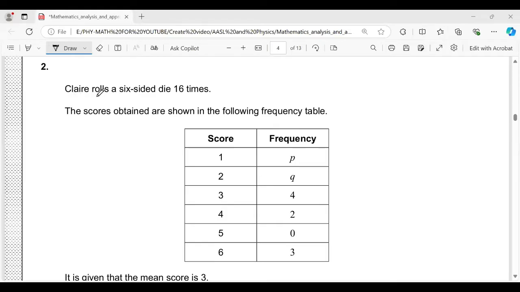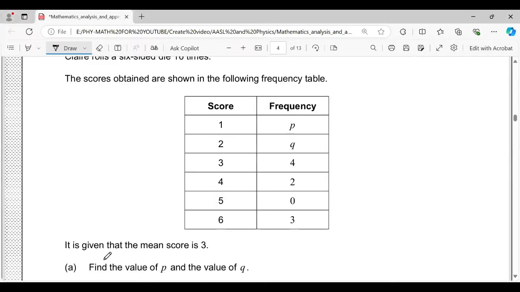Number 2. Clear rolls a six-sided die 16 times. The scores obtained are shown in the following frequency table. This is the table. It is given that the mean score is 3. Find the value of P and the value of Q. So we have to find P and Q.